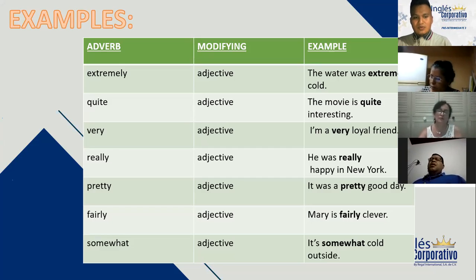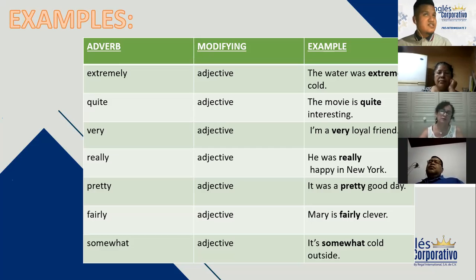Correct. We say Mary is fairly clever. Maria is bastante inteligente, right? And as you can see there, the adverb fairly is modifying the adjective clever. Yes? Pero podría decirse también suficientemente inteligente? No. Because in that case, if we use suficiente, we have the word enough.